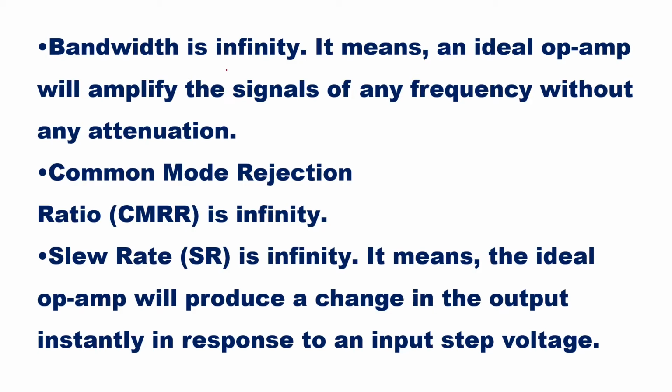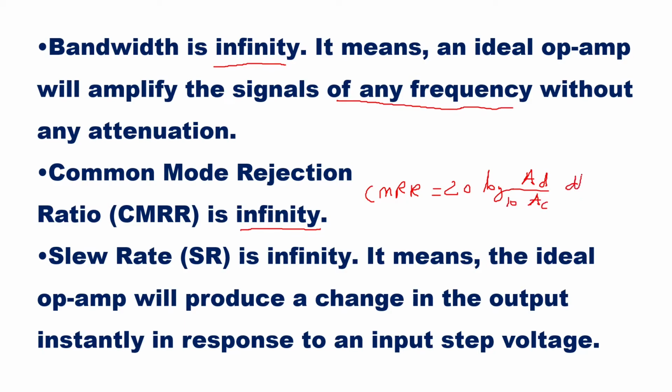If you speak about a bandwidth which is infinite, that means it can amplify signals of any frequency without any attenuation. Then we come to CMRR, the common mode rejection ratio, which is also ideally infinite. We had seen CMRR earlier in parameters, which is equal to 20 log of the differential gain upon the common mode gain, to the base 10, given in decibels. The value of this ideally should be infinite.